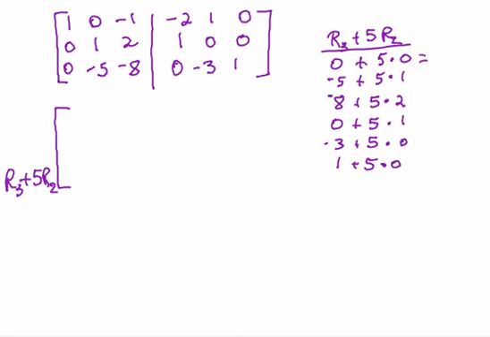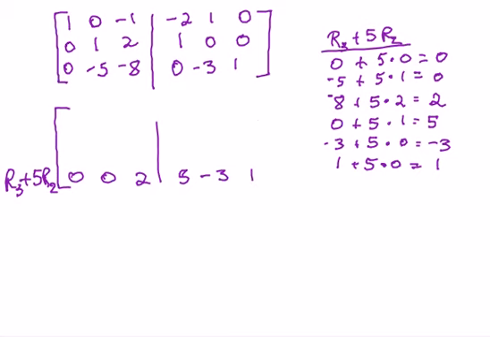All right, so from the top, 0 plus 0 is 0. Negative 5 plus 5 is 0. Negative 8 plus 10 would be 2. 0 plus 5 is 5. Negative 3 plus 0 is negative 3, and 1 plus 0 is 1. So this is our new row 3: 0, 0, 2, 5, negative 3, 1. And our other two rows are still the same.